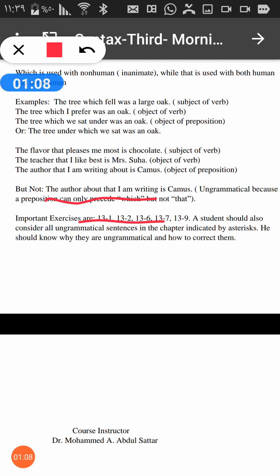It means that in the author that I am writing about, we cannot use that after a preposition, but we can use which before a preposition, as in this example: the tree under which we sat. Which can come immediately after the preposition under, but I cannot say the author about that. So I can use which immediately after a preposition, but I cannot use that after a preposition.